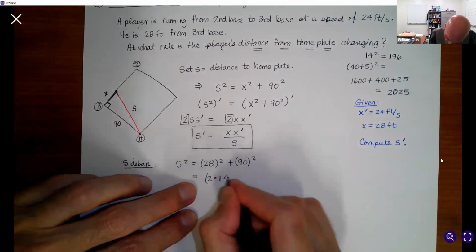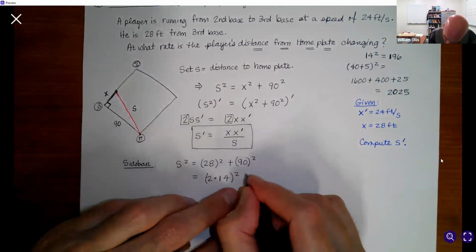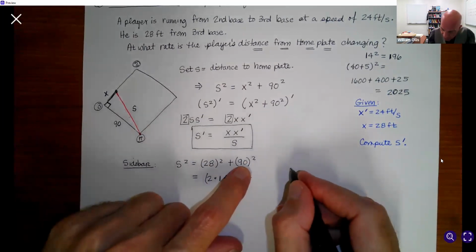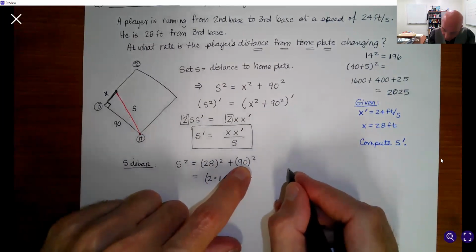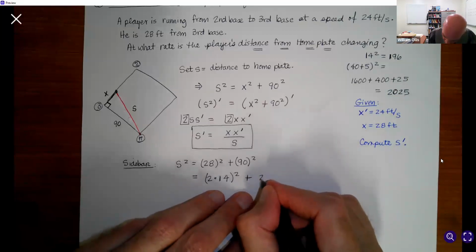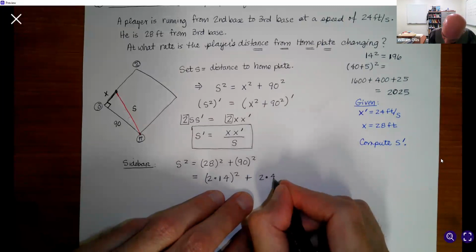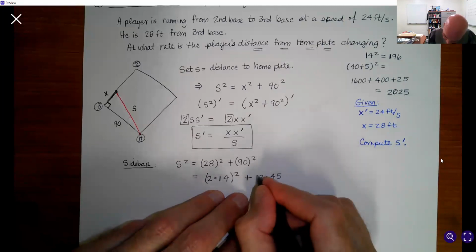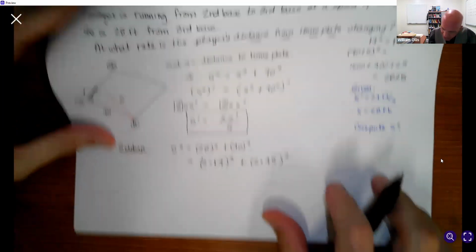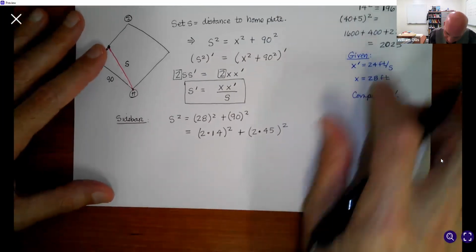So that gives us a 28. And then plus, we've got 90. That's just a 2 times a 45. So we have, in this case, 2 times 45. And that's squared. So that's exactly where that came from. Now this is making sense.